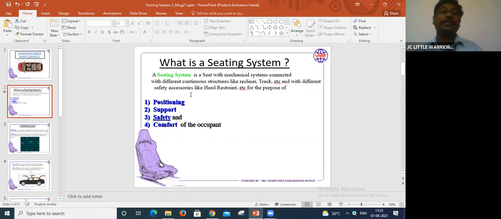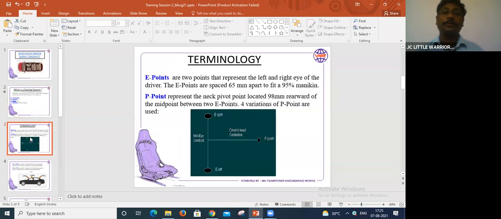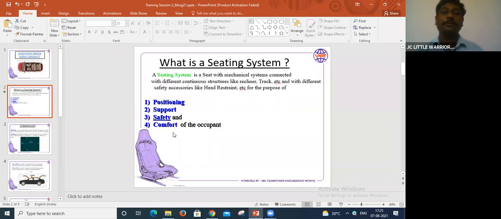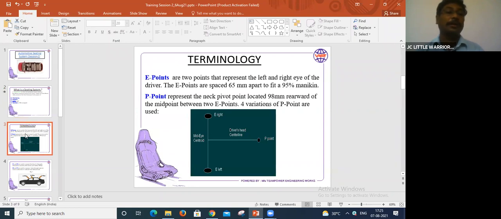And with the different safety accessories, we already discussed safety accessories, like head restraint, belt, safety belt. Going forward, I'll explain all the other features also. I'll show you and I'll explain.